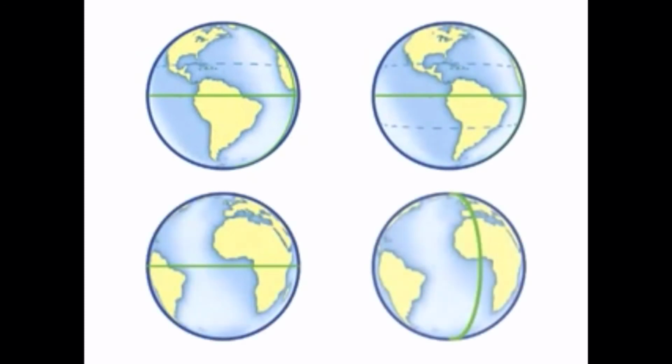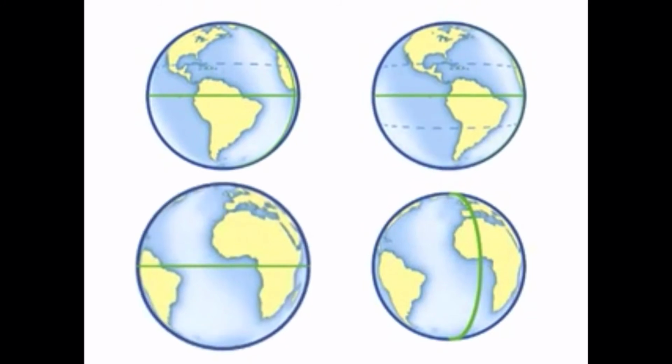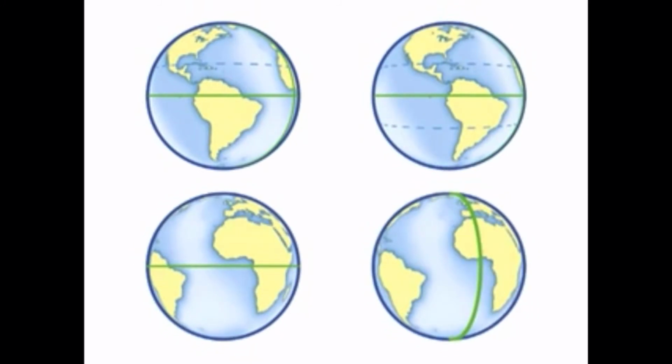Each of these lines, the Tropic of Cancer, the Tropic of Capricorn, the equator, and the prime meridian, help us locate places on Earth and look at only a part of a very large place.